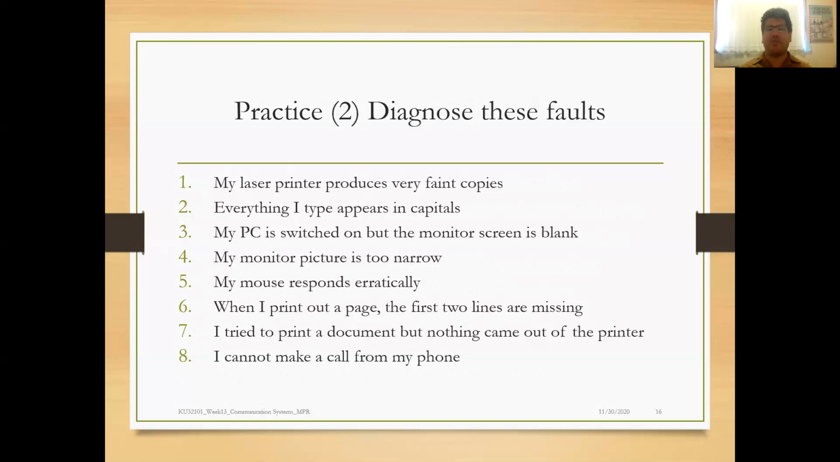Let me do number 1 for you. My laser printer produces very faint copies. A possible diagnosis there would be, you may have run out of ink. So that could be one diagnosis there. There are other ones possible with different levels of probability, of course.